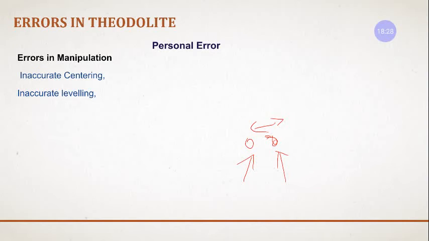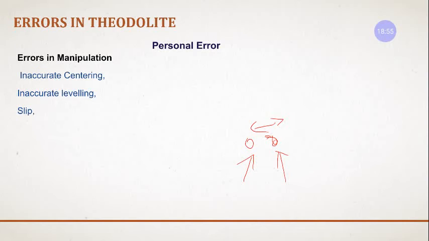till your bubble comes at the center when you move the telescope or the theodolite in all the directions. In one direction the bubble is at the center, and when you turn it in another direction, if the bubble tube is not in the center, then it is not level. Till the bubble tube is at the center in all the directions, you have to do this leveling process. If this is not done properly, then there is an error, right? Your readings will not be correct.